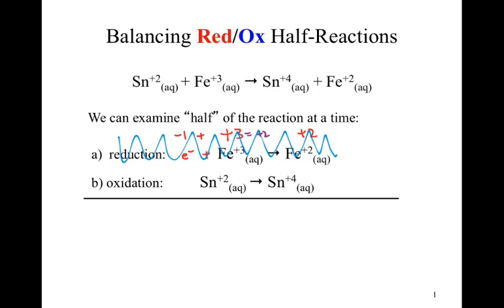So now when we look at the tin, we do the same idea. On the reactant side, we have a plus 2 charge, and on the product side, we have a plus 4 charge. Okay, our charges don't equal each other, so we need to balance it. So again, let's guess. It was on the reactant side last time, so maybe we can put an electron on our reactant side.